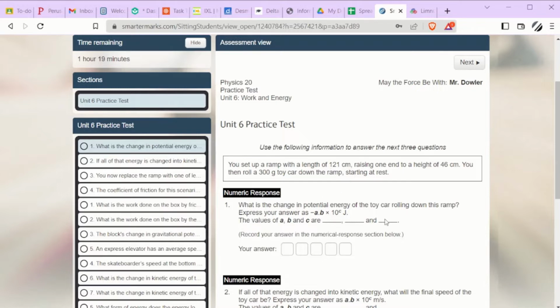So this is mgh, where g is 9.81, our mass is 300 divided by 1,000, because we have to turn grams into kilograms, and the height, that's our displacement. If it's going from a height of 46 centimeters, the displacement is a negative 0.46 meters. So we'll quickly calculate that. I get a negative 1.35, so I'm looking for a negative.